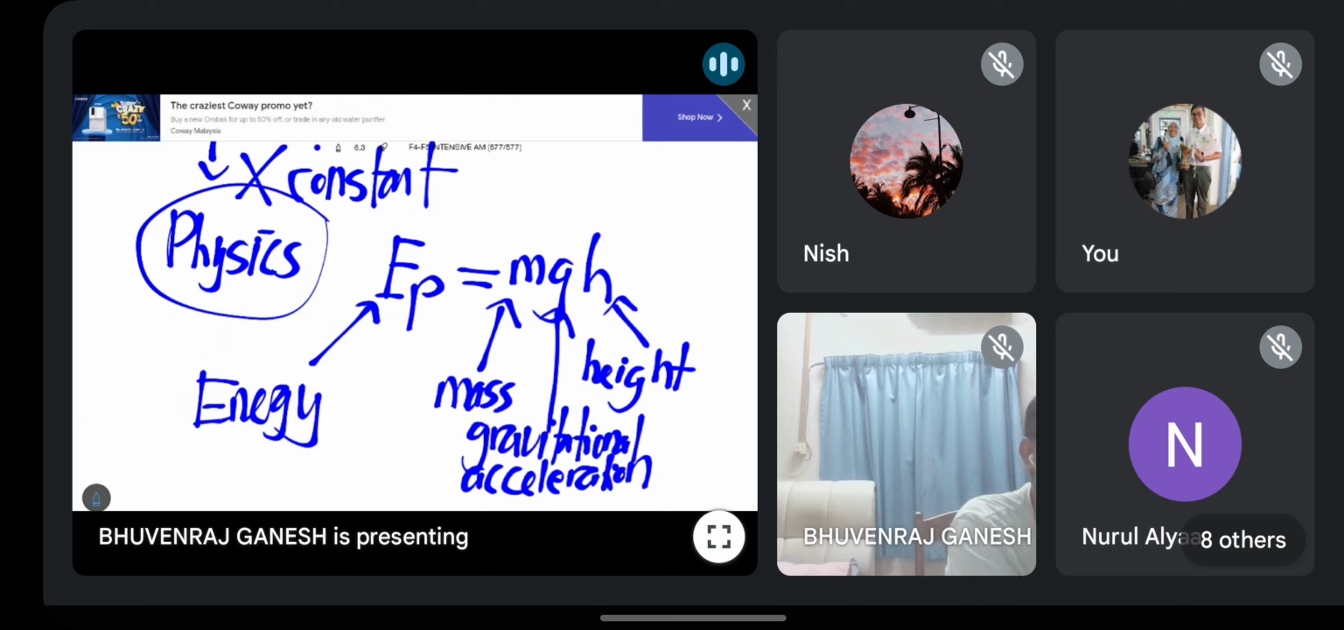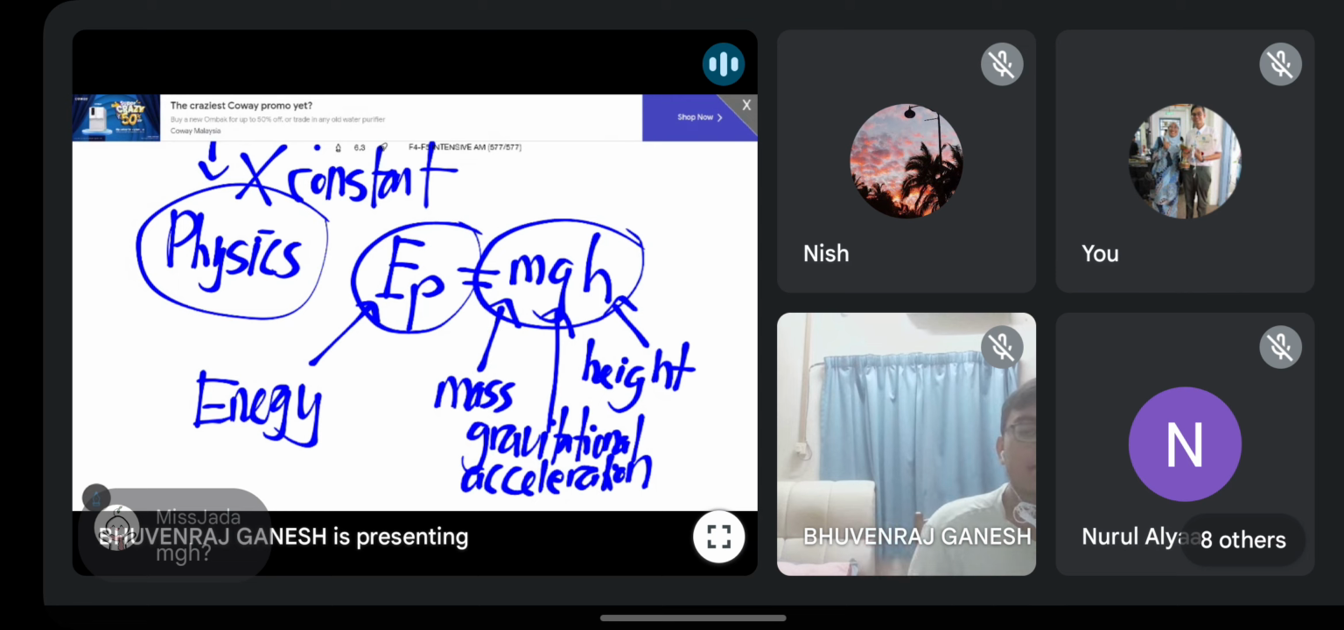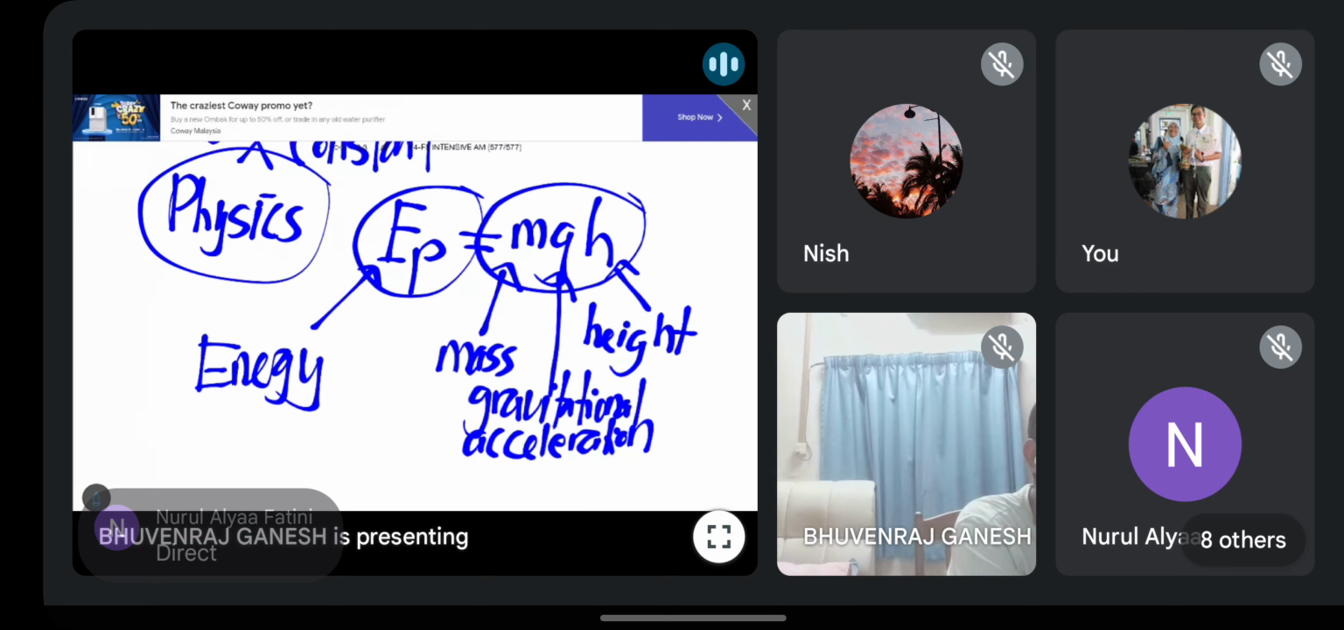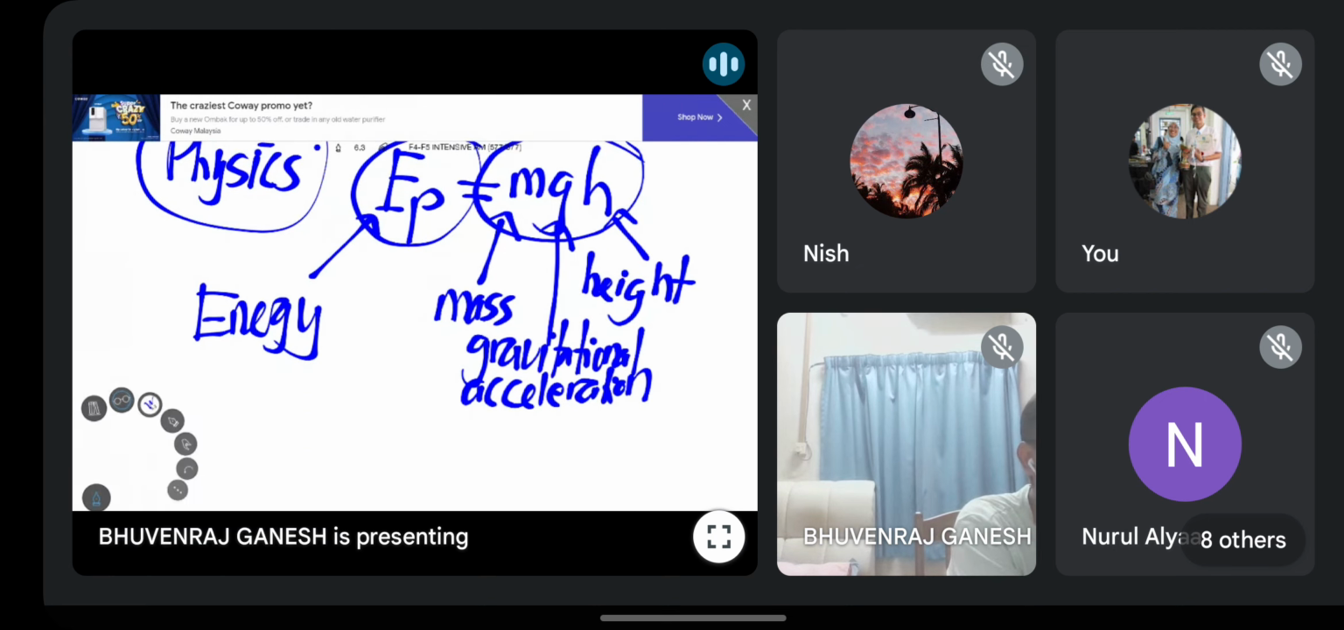Can you all tell me apa ubahan yang sedang berlaku kat sini? What type of variation happening over here between MGH and EP? Siapa boleh bagi tahu? Apa ubahan dia? What is the type of variation? No. The type of variation, guys. Jenis ubahan. Is it direct, inverse, combine? Yeah, it's direct.